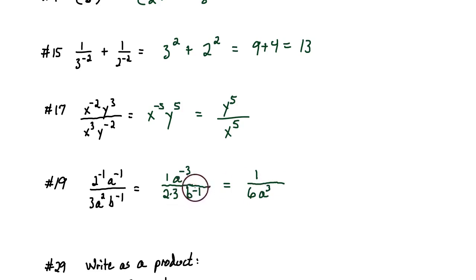What happens to the b to the negative 1 that was in the bottom? It changes into a b to the positive 1 up in the top. So the final answer is a b on top and 6a cubed in the denominator.